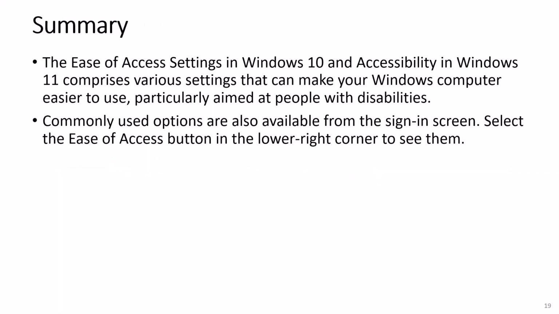In summary, the ease of access settings in Windows 10 and accessibility in Windows 11 comprises various settings that can make your Windows computer easier to use, particularly aimed at people with disabilities. Commonly used options are also available from the sign-in screen. Select the Ease of Access button in the lower right corner to see them.